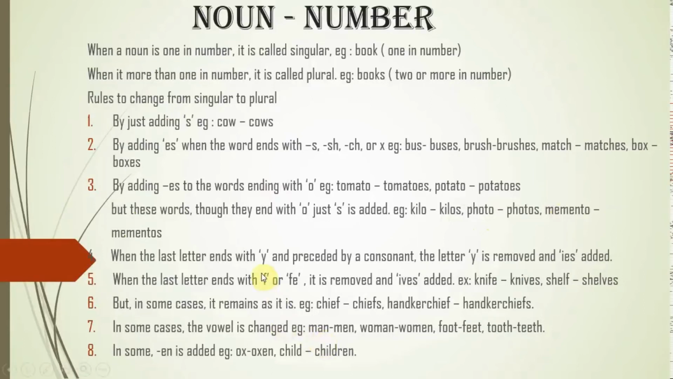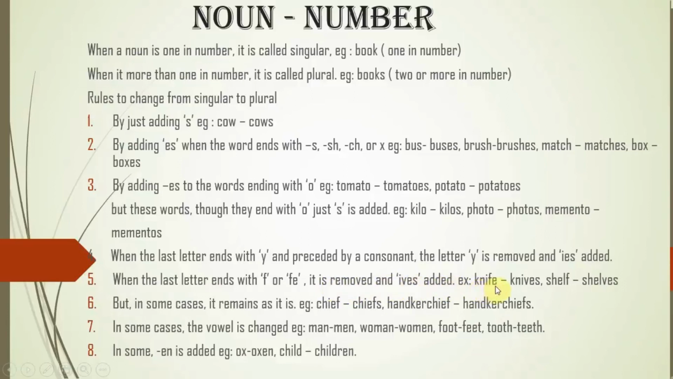When the last letter ends with Y and is preceded by a consonant, the letter Y is removed and IES is added. How is it done? For example, the word baby, B-A-B-Y, it ends with Y, right? Now what has to be removed? Y has to be removed and IES has to be added. So baby becomes babies. Understood? Yeah.